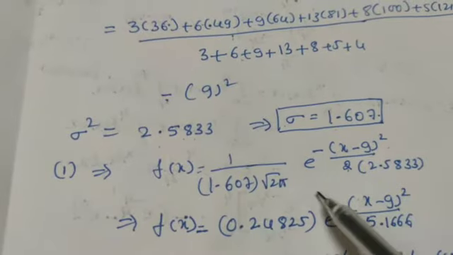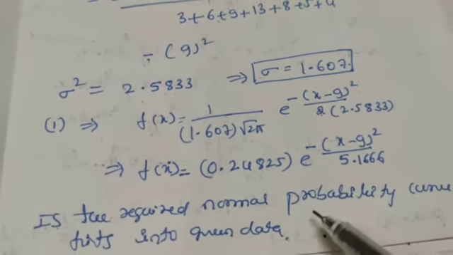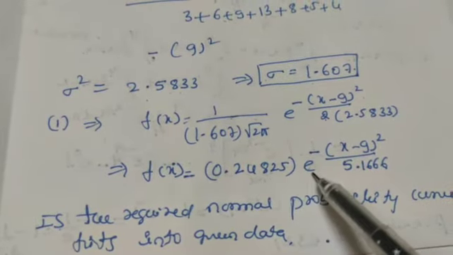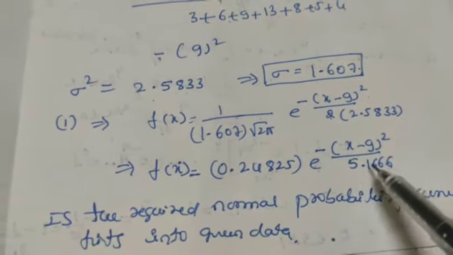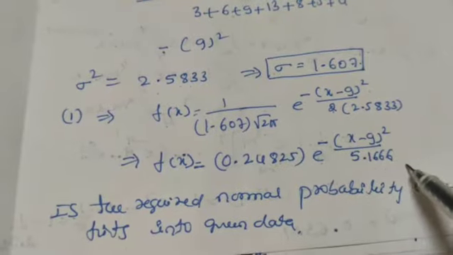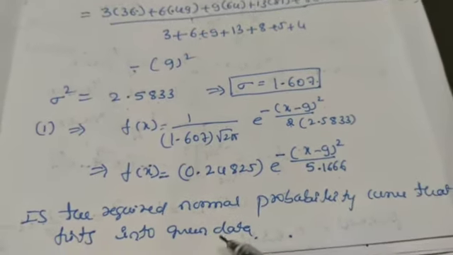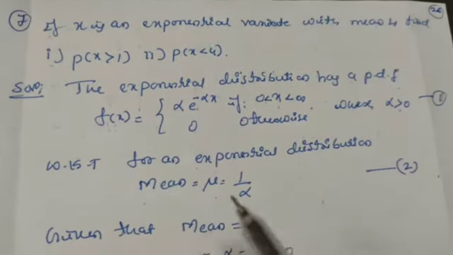2.5833, and simplify this, you will get f of x is equal to 0.24825 into e to the power of minus x minus 9 whole square divided by 5.1666. This is the required normal probability curve that fits in. Let us take one more example.